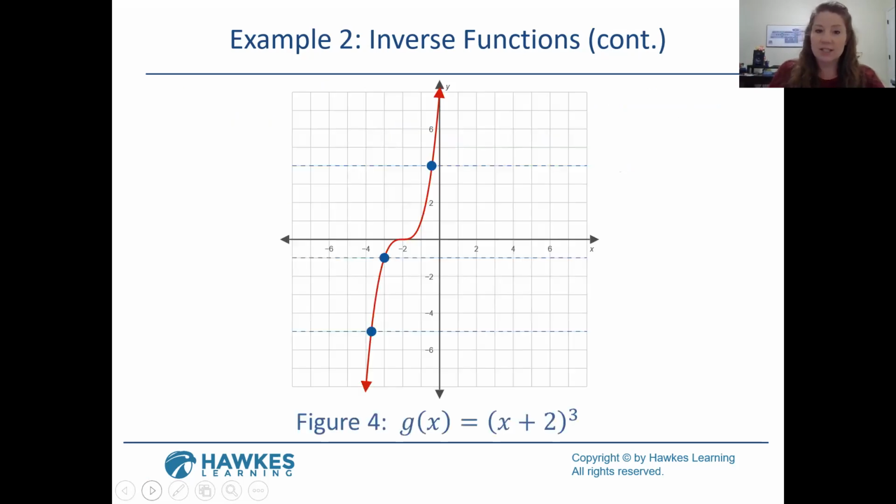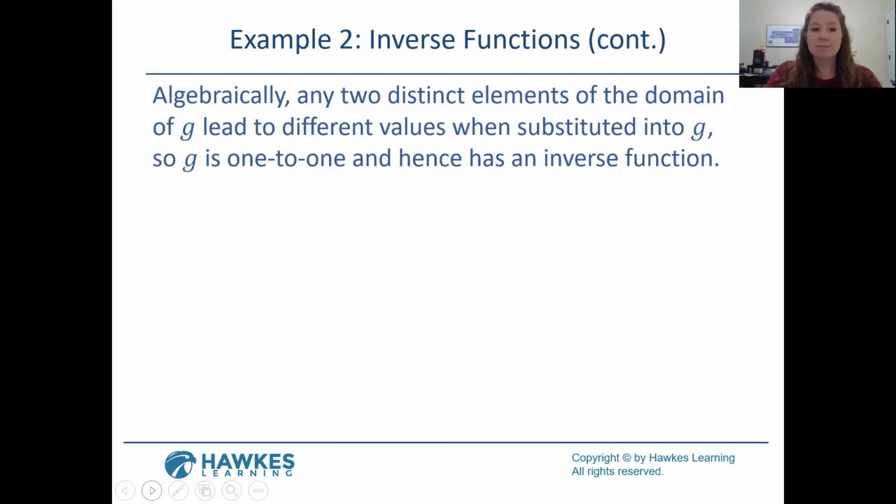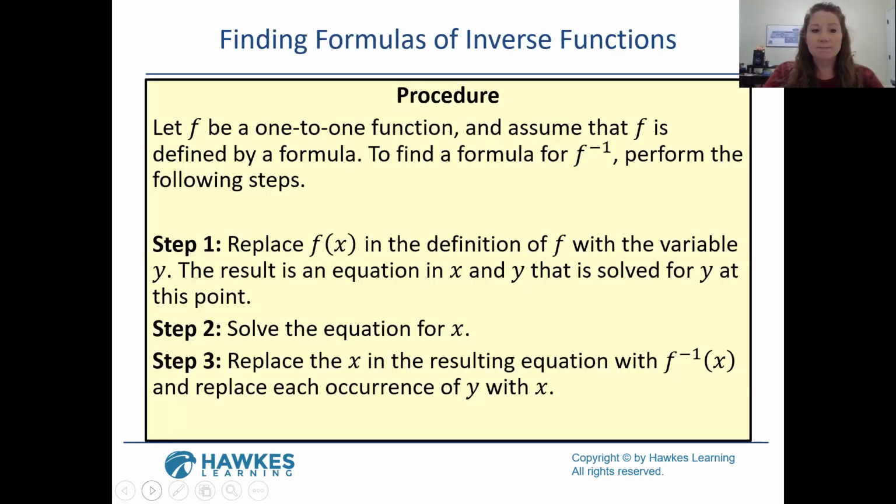And there it is again. So once again, you see all these dotted blue lines. It means we're doing the horizontal line test. It passed there, it passed here, and also passed there on the bottom part of the graph. So that means it has an inverse function. Algebraically, any two distinct elements of the domain of G lead to different values when substituted into G. So G is 1-to-1, and hence, I love that word, has an inverse function.